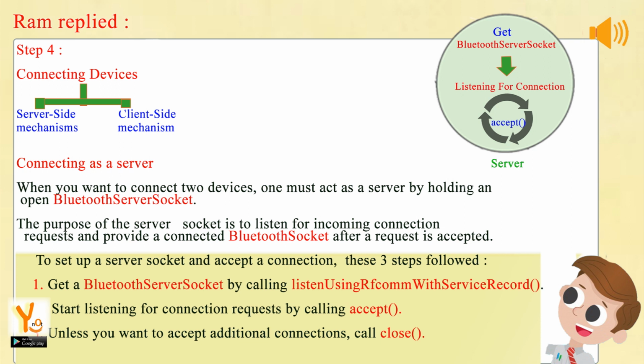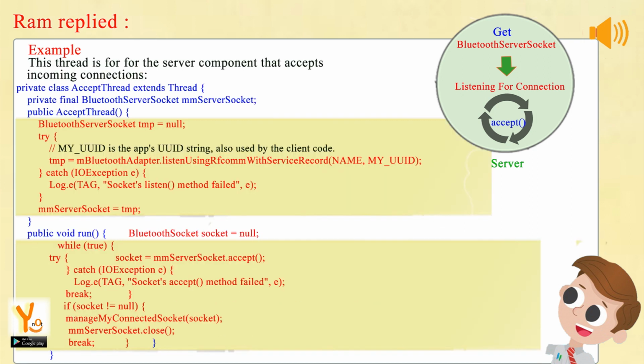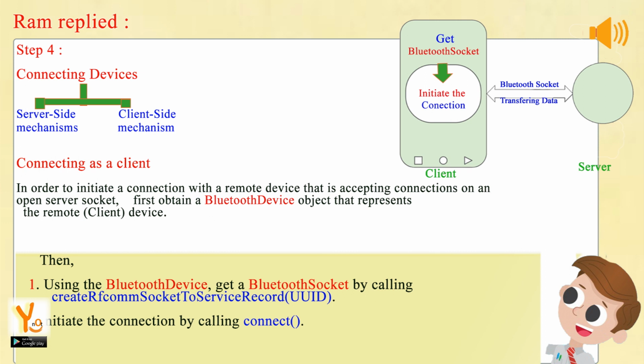Step 1, get a Bluetooth server socket by calling listenUsingRfcommWithServiceRecord. Step 2, start listening for connection requests by calling accept. Step 3, unless you want to accept additional connections, call close. Example, this thread is for the server component that accepts incoming connections.